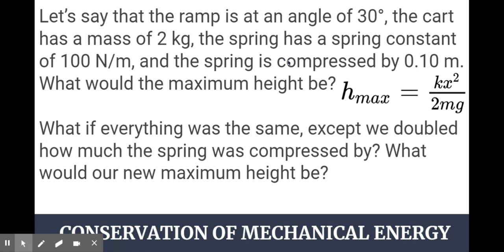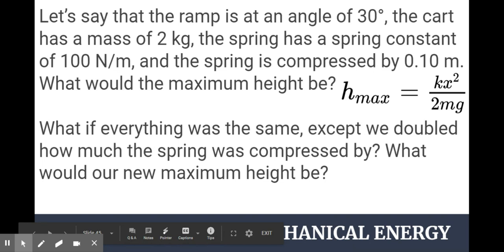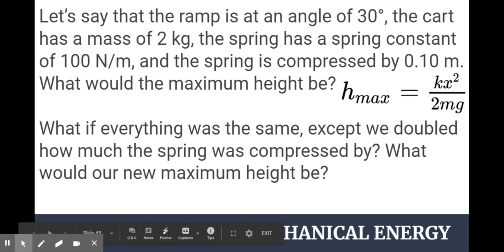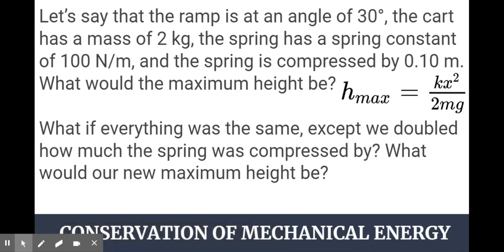All right, well, let's get a new one. What if everything's exactly the same except we double how much the spring was compressed by? So instead of compressing it by 0.10 meters, we compress it by 0.20 meters. What would our new maximum height be? Well, our new maximum height would be 0.10 meters, or 10 centimeters.